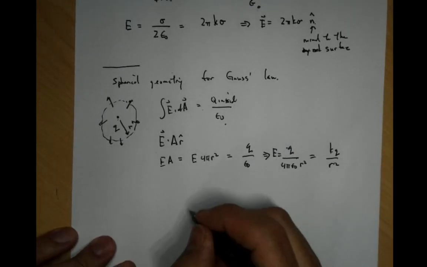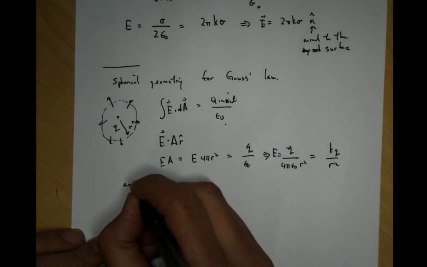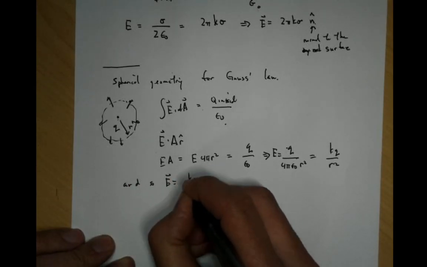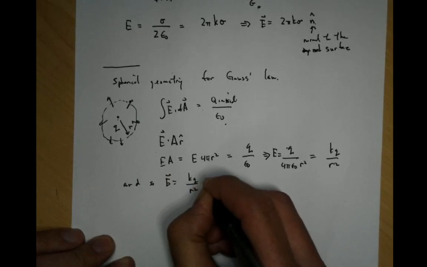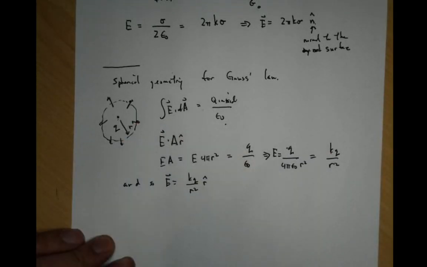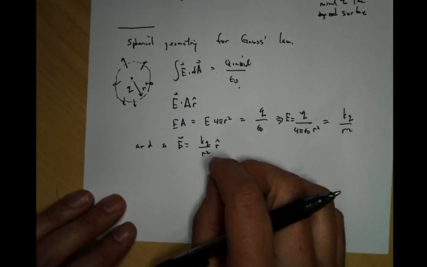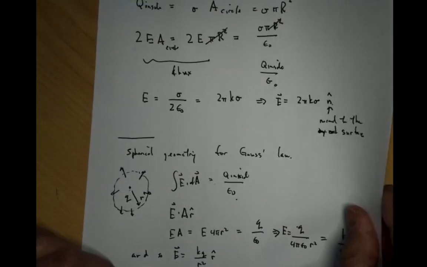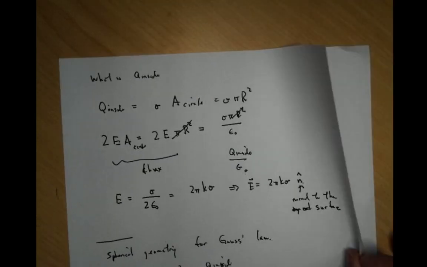And so E is equal to KQ over r squared, r hat, because r hat is the normal vector there. Okay, so let's try the next one. So uniformly charged shell. Let's get some new paper here.